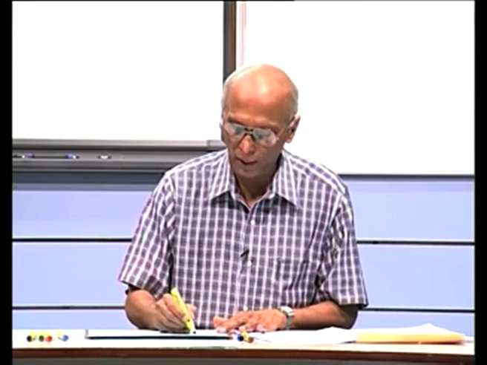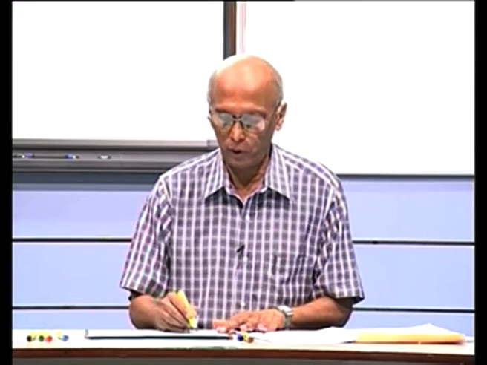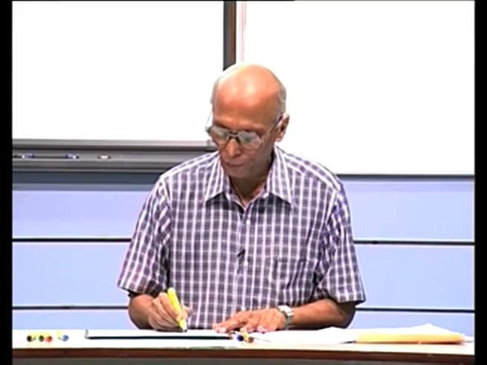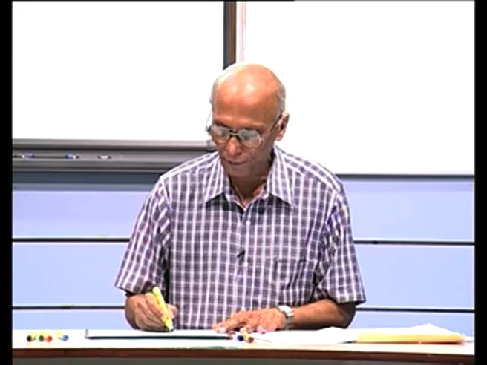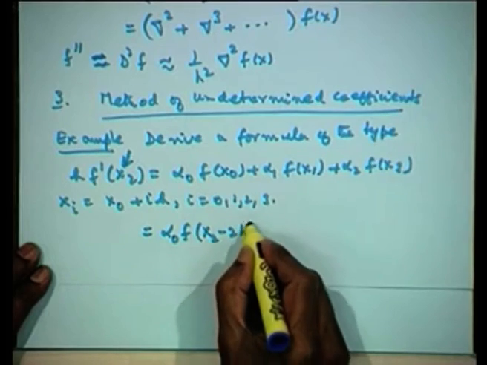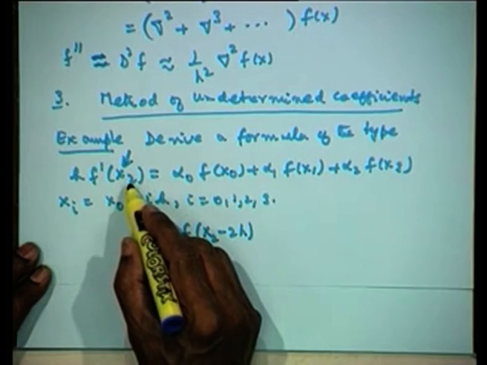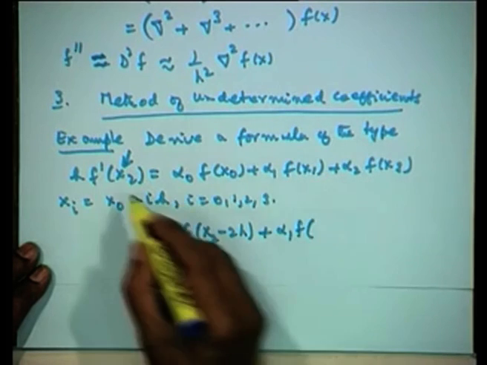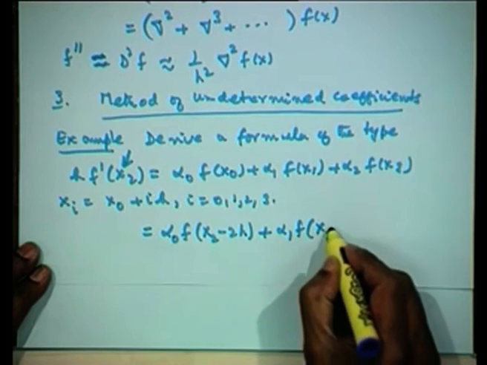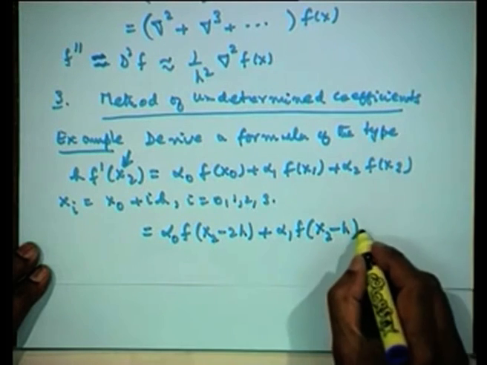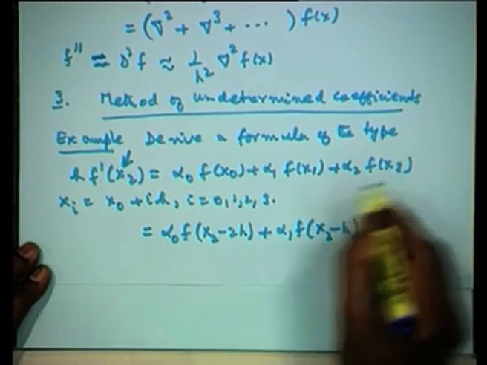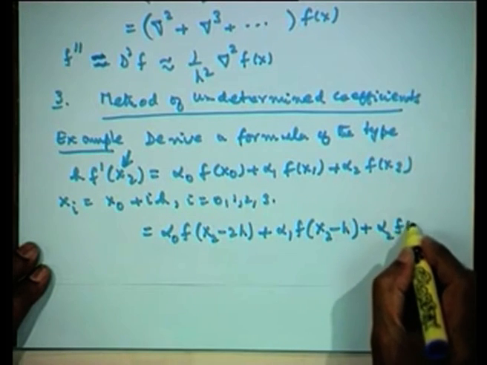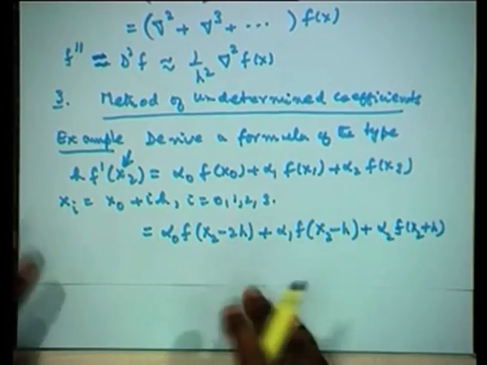As I said, the solution for this is very straightforward. I need the expansion about the point that we have been asked on the left hand side, which is x 2. Therefore, I will write this as alpha naught f of x 2 minus 2 h, since x naught is 2 units behind x 2; alpha 1 f of x 1, which is 1 unit behind x 2, that is x 2 minus h; and the third term, x 3, is 1 unit ahead of x 2, so this will be f of x 2 plus h.